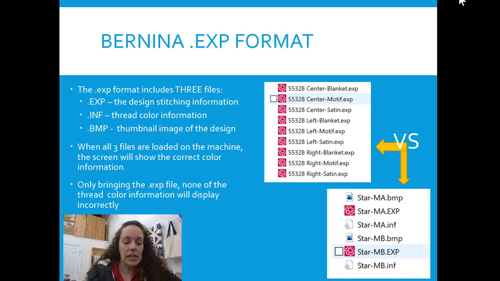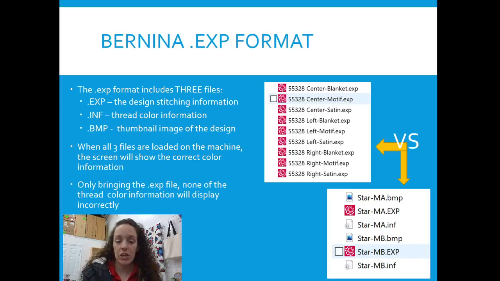So you will see on the USB stick or anything along those lines the file name, and then you'll have a copy of that file that has .bmp after it, a same file with .exp, and a same file with .inf. Those are considered EXP Plus files because not only does it contain the EXP, which has all of the design stitching information. That's what tells your machine to put a stitch and where to put it, okay? But it has the thread color information.